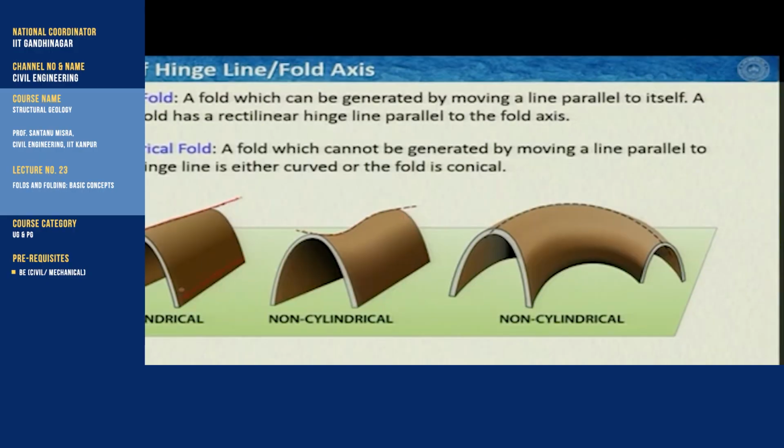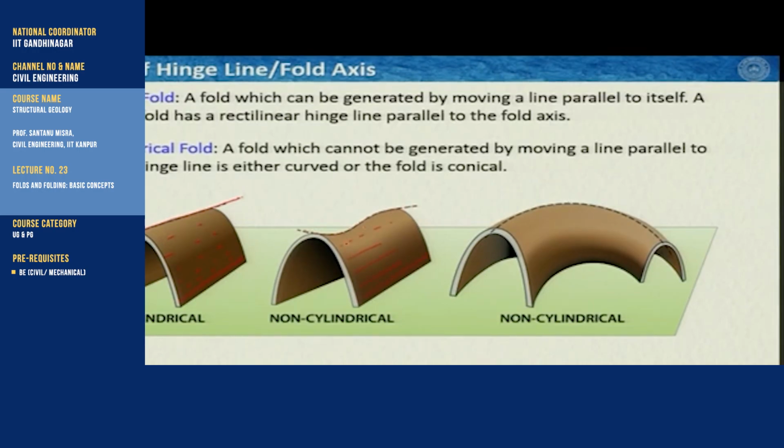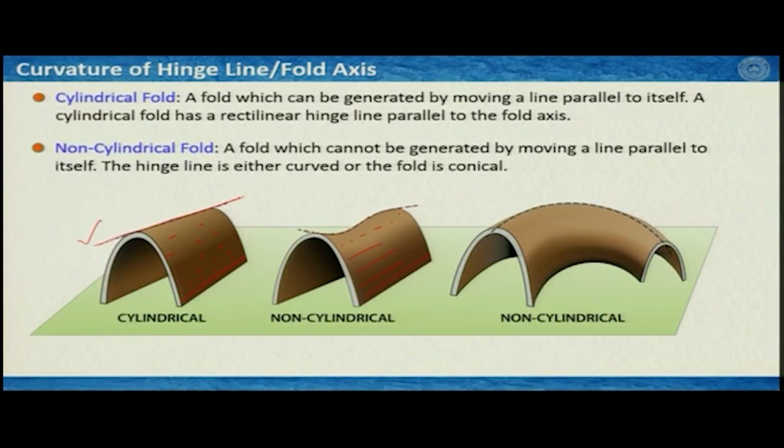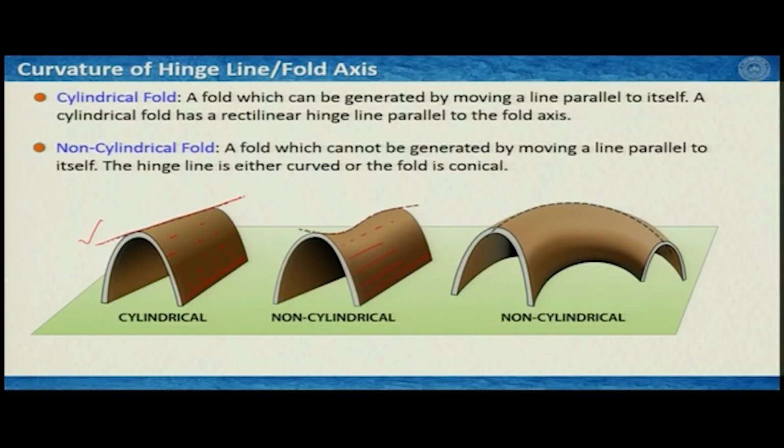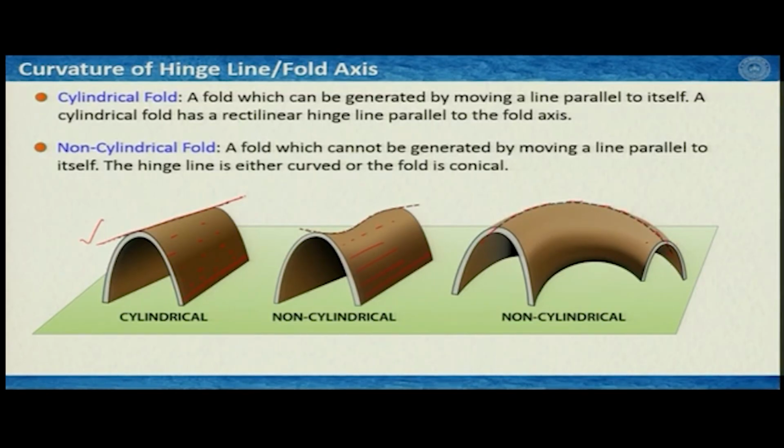Here you can have a line, and if you place it, you can produce the fold completely. But here if you have a line, you cannot produce the fold completely, because at this stage you will have some sort of gaps and so on. This is also a different kind of non-cylindrical fold. Here we have the depression along the hinge line, and here the entire hinge line is folded in a different direction. But the bottom line is that the fold axis here is also not straight, it is curved, and therefore, this is also a type of non-cylindrical fold.